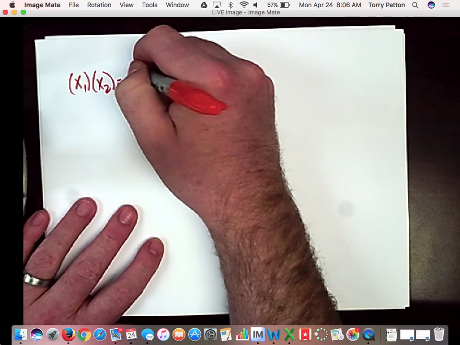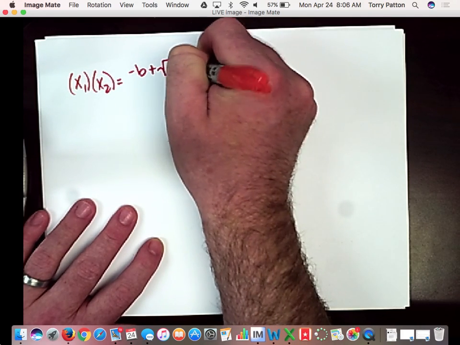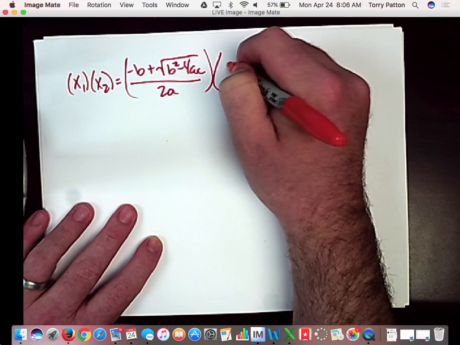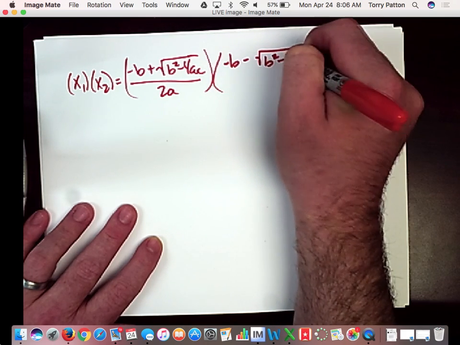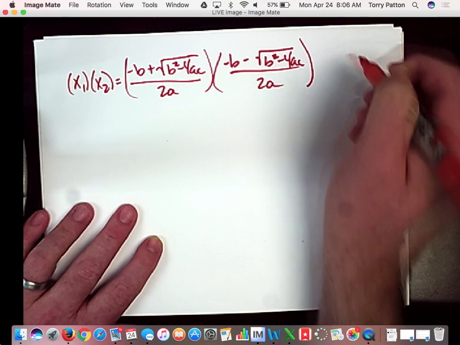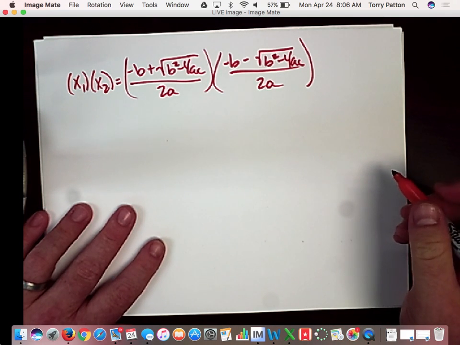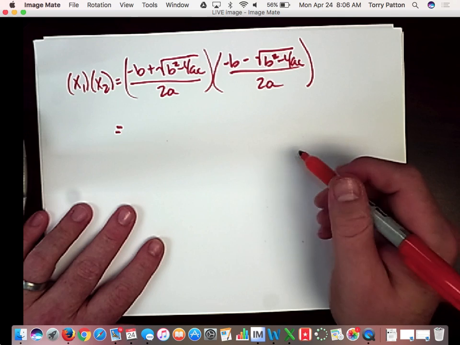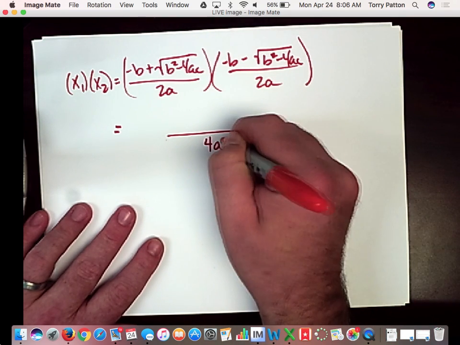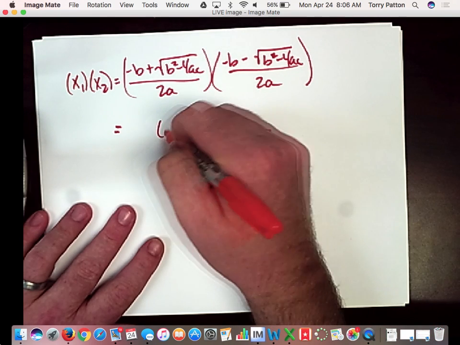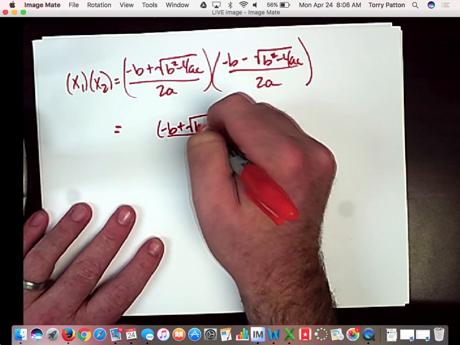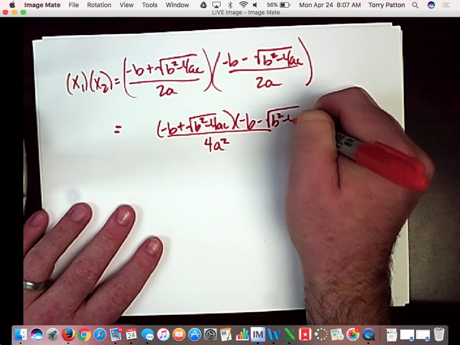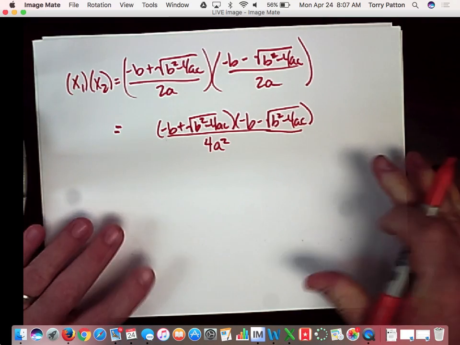That would be negative b plus the square root of b squared minus 4ac all over 2a, times negative b minus the square root of b squared minus 4ac all over 2a. Right? On the bottom, we've got 4a squared. On the top, we've got two binomials, so we have to FOIL.